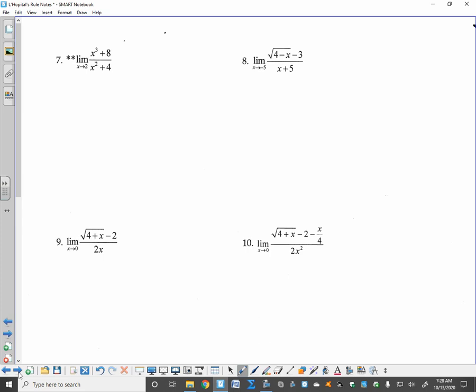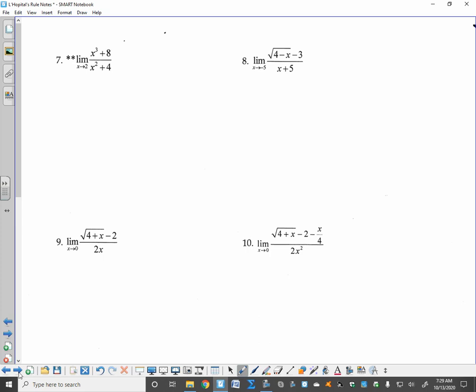Oh, number 7 has 2 stars by it. Holy cow. Okay. Oh, I know why. So a lot of people at this point just sort of get tunnel vision. They're like, okay, let's go L'Hopital. But plug in a 2. You plug a 2 into the top, you get a 16. If you plug a 2 into the bottom, you get an 8. That's not indeterminate form.